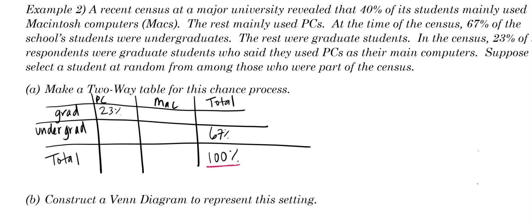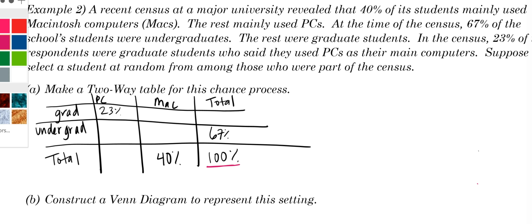So it says a recent census at a major university revealed that 40% of its students mainly use Macintosh. Oh, that's the one I forgot. Mainly use Macintosh computers. The rest mainly use PCs. So there's your 40%. There we go. Okay. At the time of the census, 67% of the school's students were undergraduates. The rest were graduate students. In the census, 23% of the respondents were graduate students who said they use PCs as their main computers. Suppose we select a student at random from among those who were part of the census.